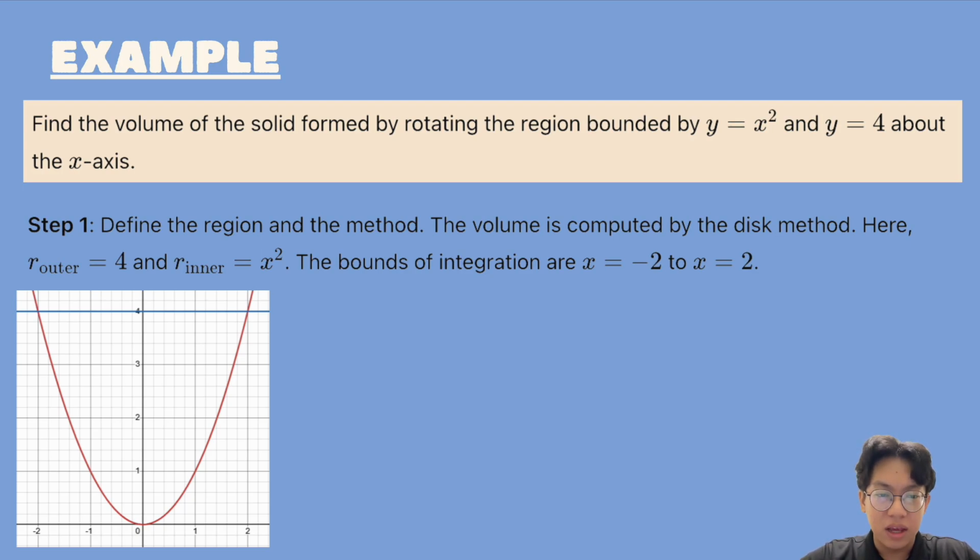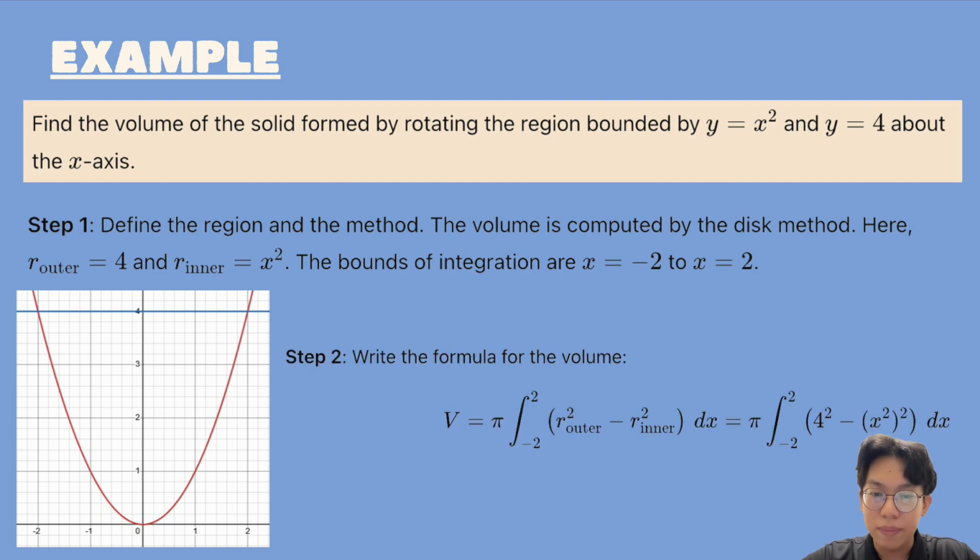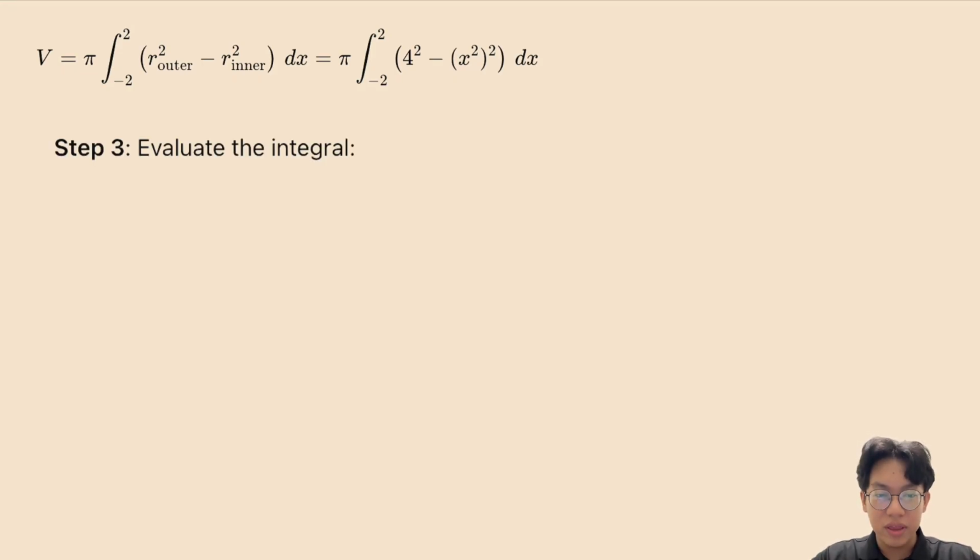Then, we determine the interval of integration, which is x equals minus 2 to x equals 2, because as we can see in the sketch, y equals 4 intersects y equals x squared at these points. Step 2, we set up the integral by the washer method formula, where V equals pi times the definite integral of outer radius squared minus inner radius squared from minus 2 to 2, which we then plug the inner and the outer radius into to get pi times the definite integral of 4 squared minus x squared squared from minus 2 to 2. Step 3, we evaluate the integral.